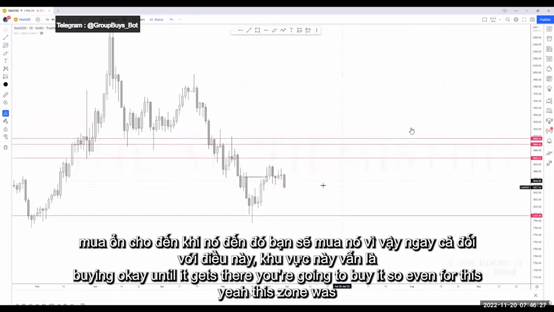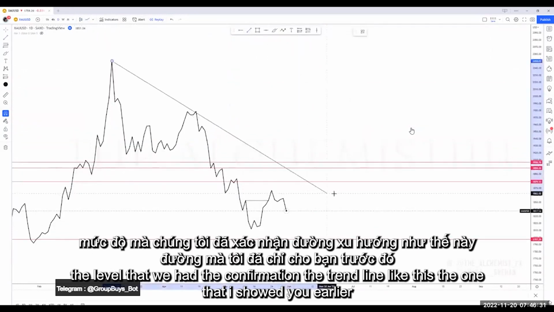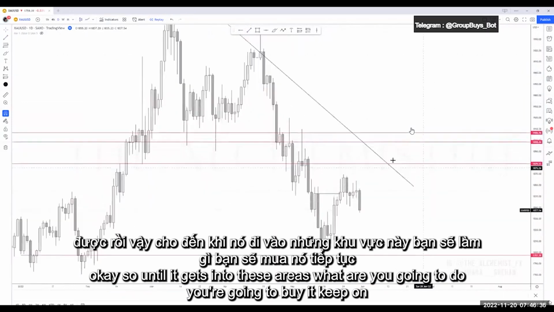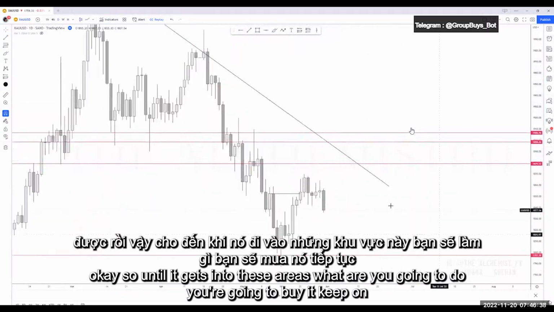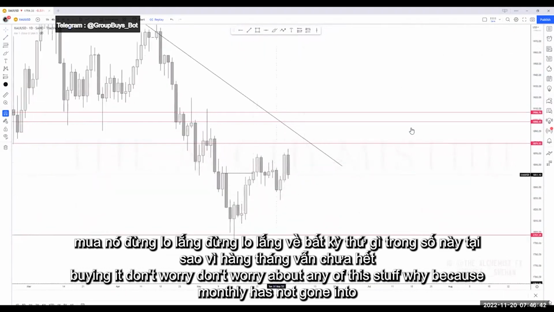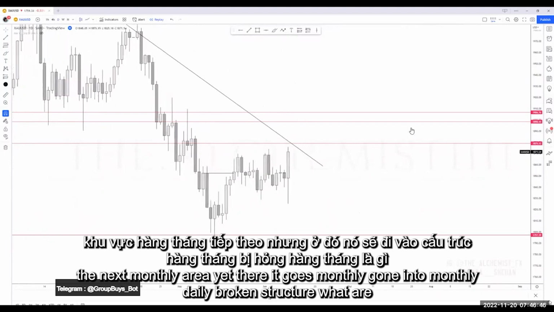Even for this, this zone was the level that we had the confirmation, the trend line, like the one I showed you earlier. Until it gets into these areas, you're going to buy it. Keep on buying it. Don't worry about any of this stuff. Why? Because monthly has not gone into the next monthly area yet.